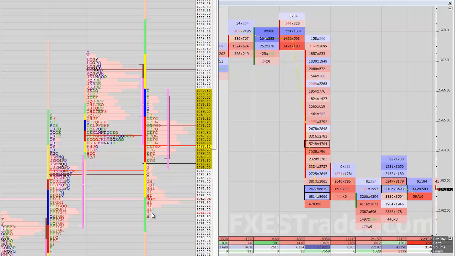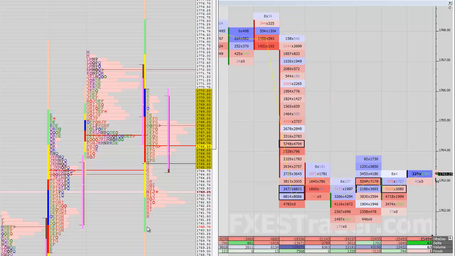So just coming into the bottom of this, and what are we, 1, 2, 3 ticks away from the value area low from the previous day. Couldn't quite get there. Entered into the lunchtime chop hour.